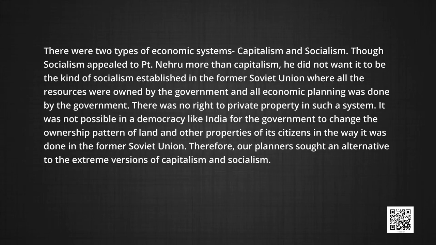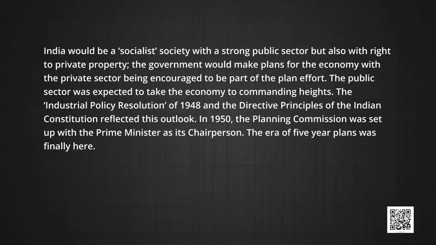Therefore, our planners sought an alternative to the extreme version of capitalism and socialism. Basically, sympathizing with the socialistic outlook, they found the system which contained the good features of both the worlds, that is, the system which combined socialism and capitalism. In such a scenario, India would be a socialist society with a strong public sector, but also with right to private property. The government would make plans for the economy, with the private sector being encouraged to be part of the plan effort. The public sector was expected to take the economy to commanding heights.